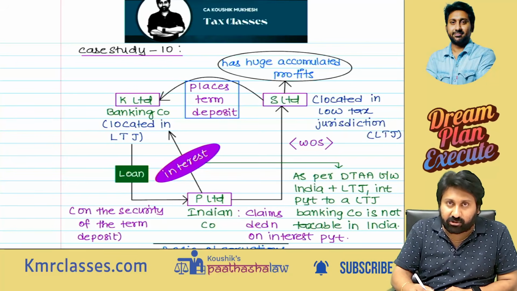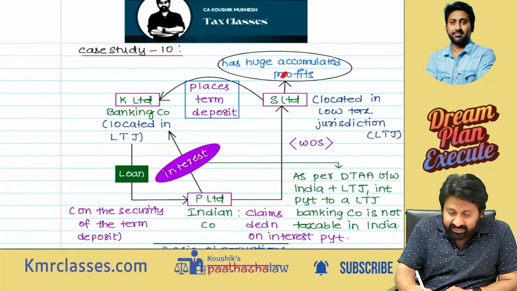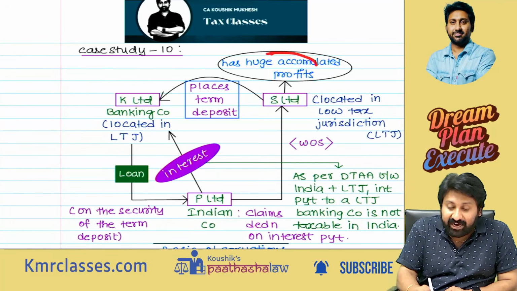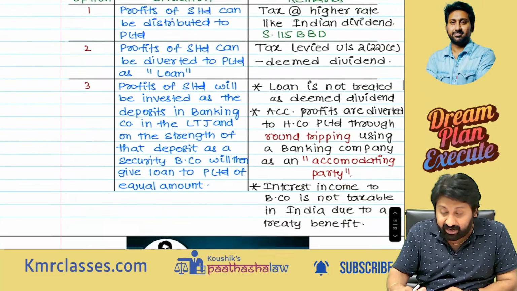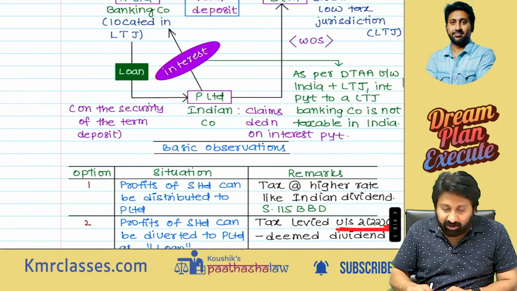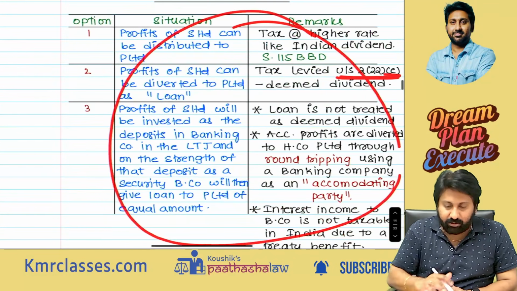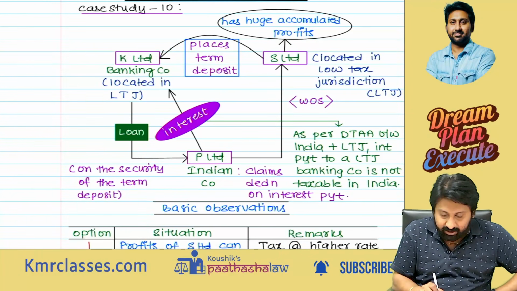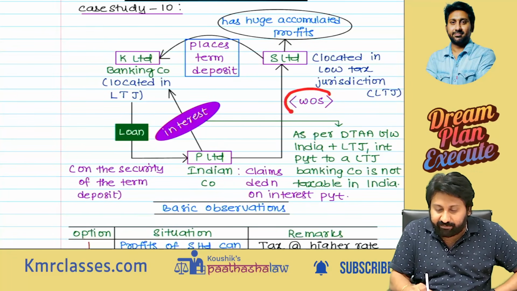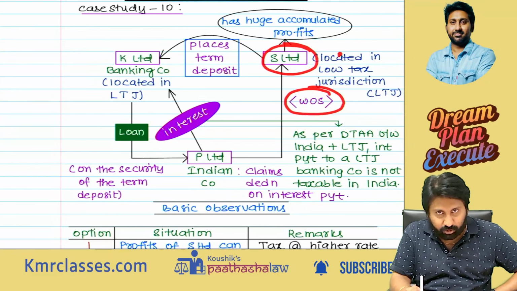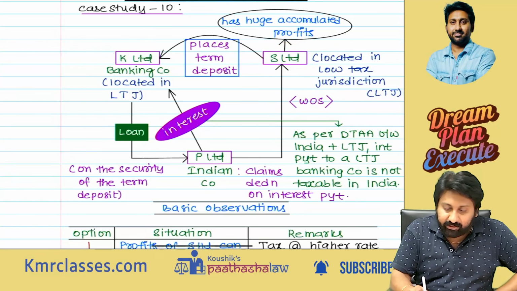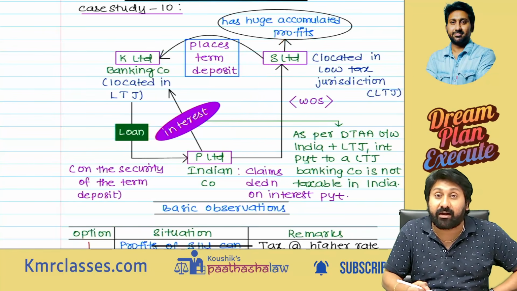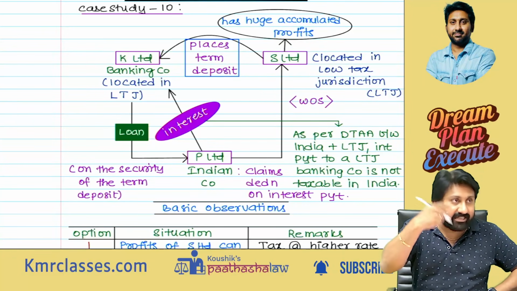Now you can also ask, sir, can this accumulated profit be given directly to P Limited as a loan? If it gives a loan, it will become a closely held entity for P Limited and it becomes a deemed dividend under section 2(22)(e). Whatever I am explaining here, I explained here also, so you need not read this if you understand the diagram. Now what happened? There is an Indian company with a wholly owned subsidiary called S Limited in a low tax jurisdiction, and it has huge accumulated profits. If these are brought to P Limited, it will become dividend, or if given as a loan, it is a deemed dividend.